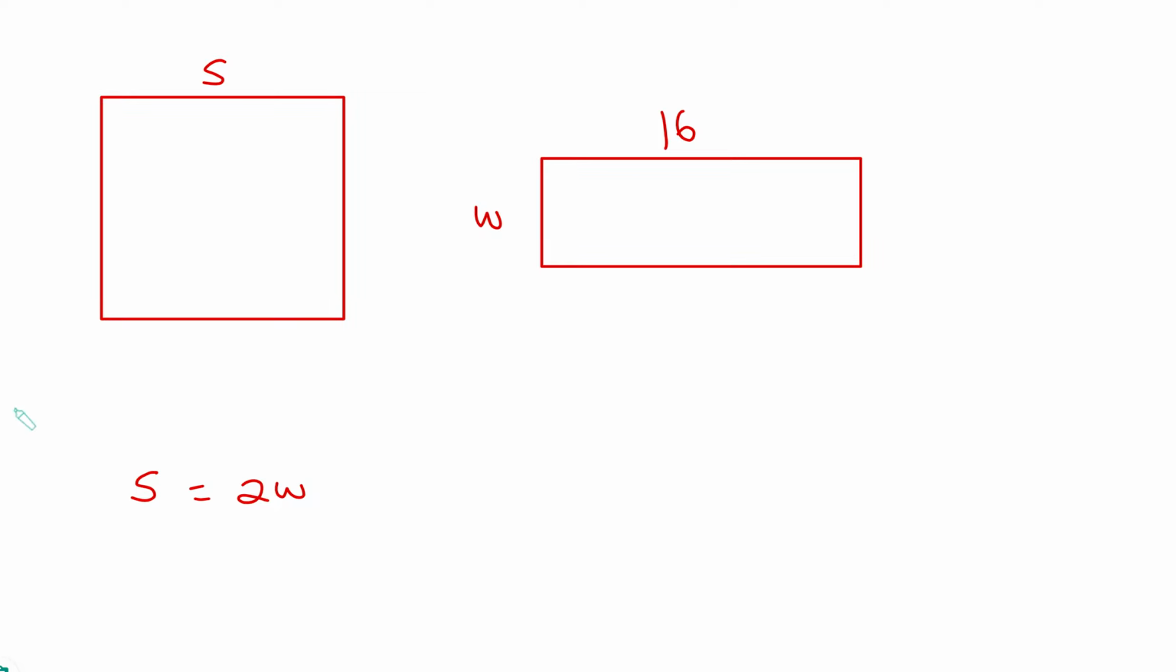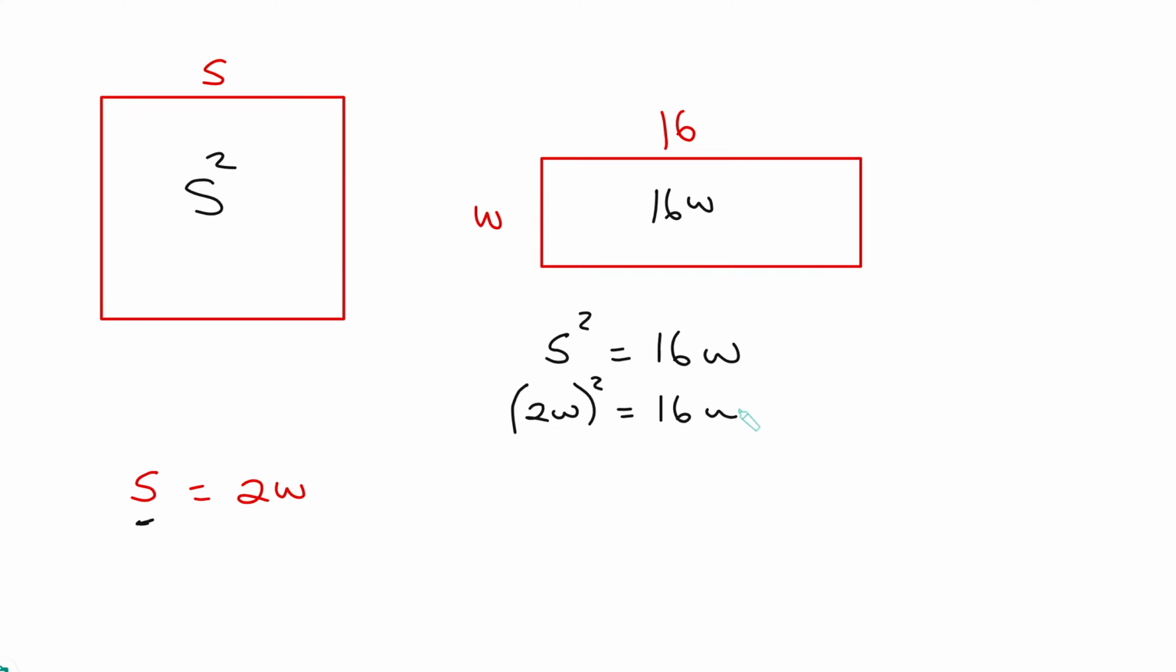Okay, now for the solution. Given that the areas are the same, we can say the area of the square, which is S squared, compared to the area of the rectangle, which is 16W, should be equal. So we can say S squared is equal to 16W. Because we know that S is equal to 2W, we can substitute 2W in the place of S, giving 2W all squared is equal to 16W.